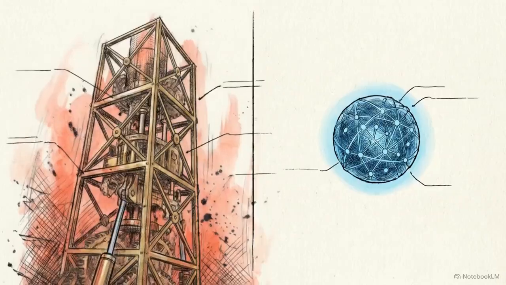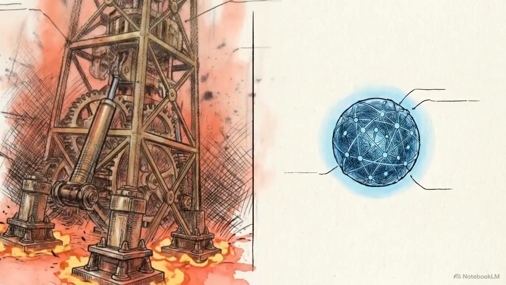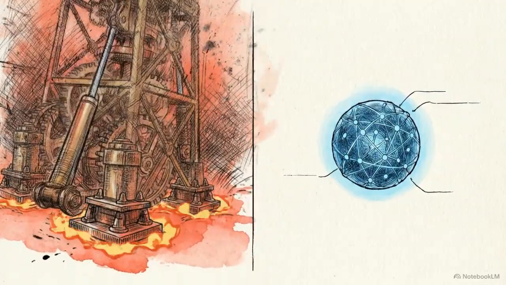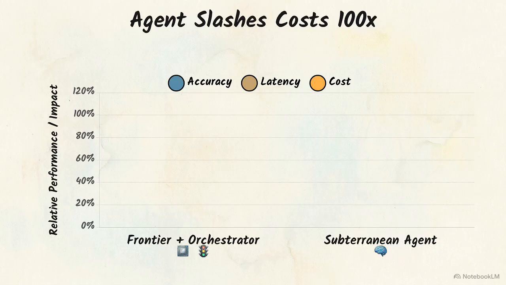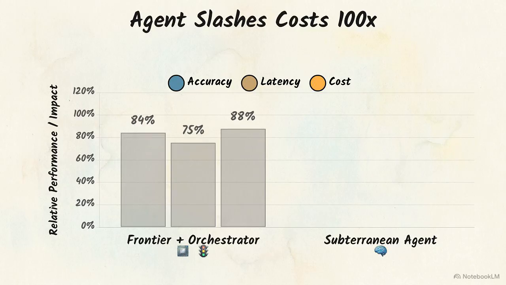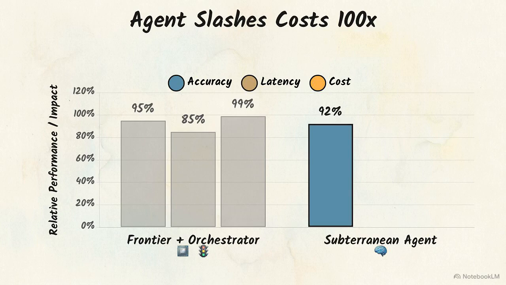With the theoretical barriers removed, we can look at the final quantitative performance comparison between the two architectures on the 55-node task. This chart visualizes the baseline. On the left, an expensive frontier model paired with an external orchestrator yields high accuracy, but it suffers from high latency and high operating costs. On the right, the fine-tuned subterranean agent matches the baseline, achieving near-identical accuracy on the exact same task.